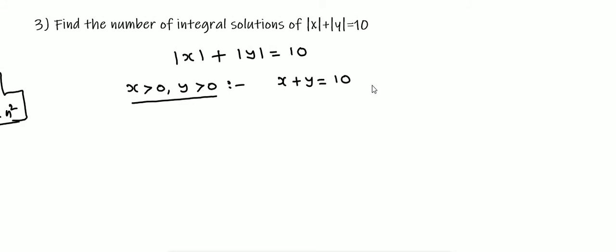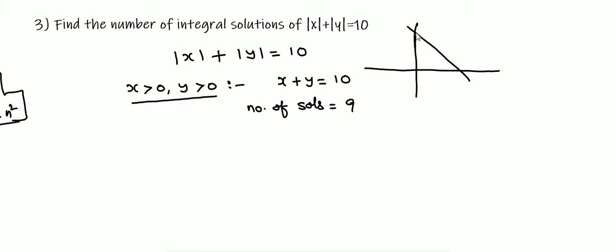So when you consider x + y = 10, the number of positive integral solutions of this equation, as it is a simple number, you can write as (1, 9), (2, 8), (3, 7) up to (9, 1). So you will get 9 possibilities. So the number of solutions under the given conditions is 9. If you see graphically, x + y = 10 with x greater than 0 and y greater than 0 lies between these two values, so you can write 9 solutions here.